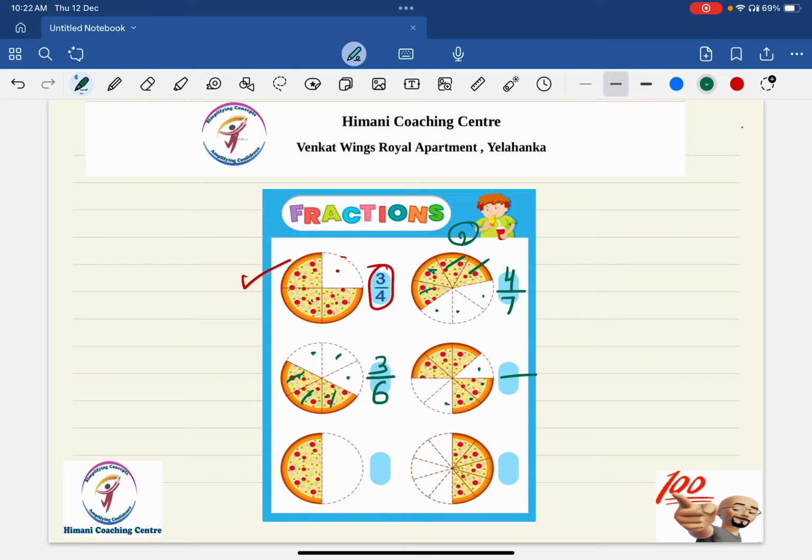Now same here. 1, 2, 3, 4, 5, 6, 7, 8. There are 8 equal parts. Denominator is 8. How many are selected? 1, 2, 3, 4, 5. So the fraction is 5 by 8.